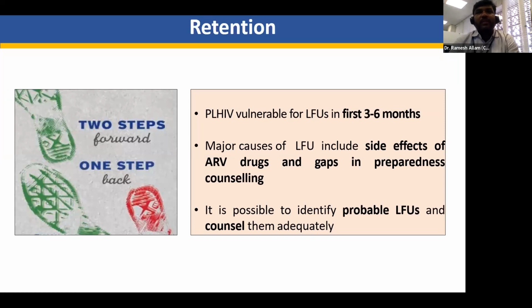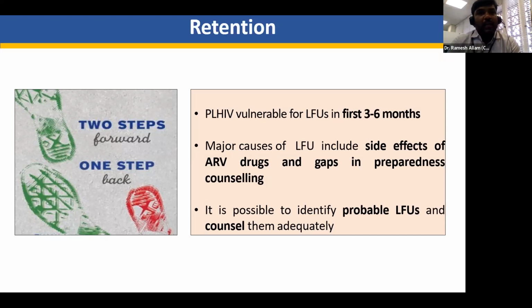And we already know that LFUs or mortality are higher in the first 3 to 6 months of initiation. The major causes of LFU include side effects of ARVs and gaps in preparation, mainly in patients during the first 3 to 6 months of initiation. And it is possible to identify probable LFUs and counsel them adequately. So on my left, you see the picture, you take 2 steps forward and 1 step backward, because you are losing patients either because of mortality, loss to follow-up, not being able to re-engage patients, or they're slipping through the cracks, like not being initiated on ART itself.